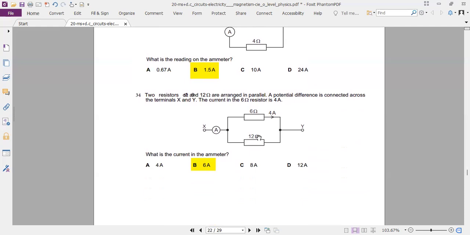6 and 12 connected in parallel. If the 6 ohm draws 4 amps, the potential difference across this becomes 6 times 4, 24. 24 potential difference means 24 here. 24 divided by 12 means 2 amps will be drawn by this resistor. 4 plus 2, 6. 6 will be the reading of the ammeter.